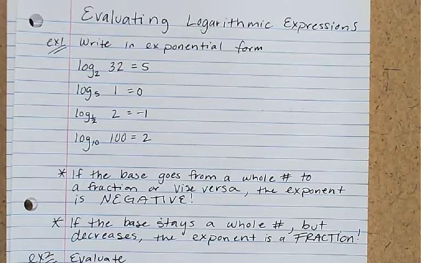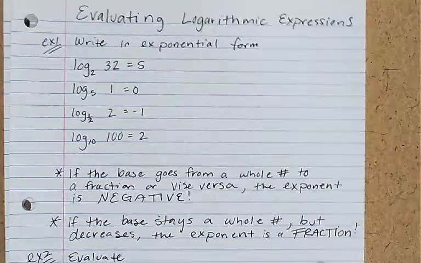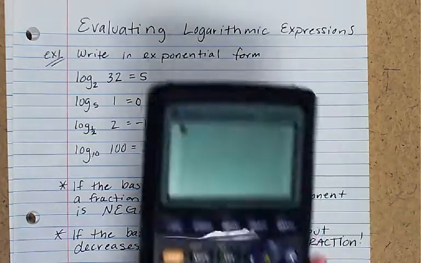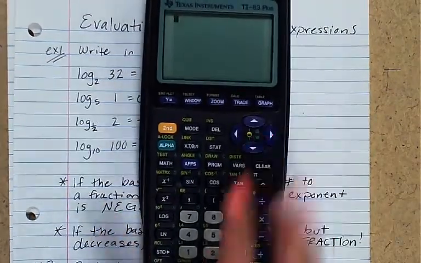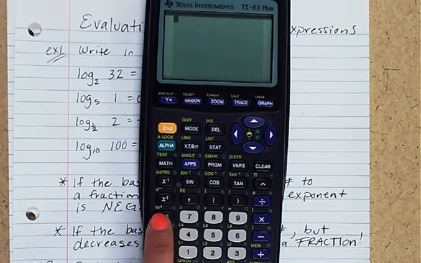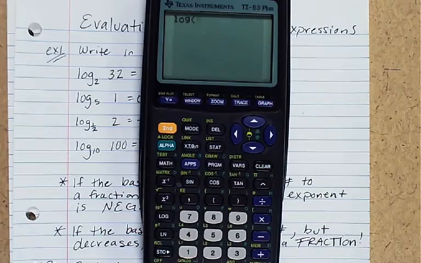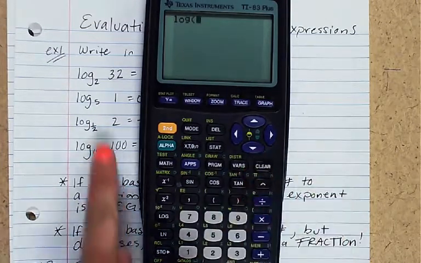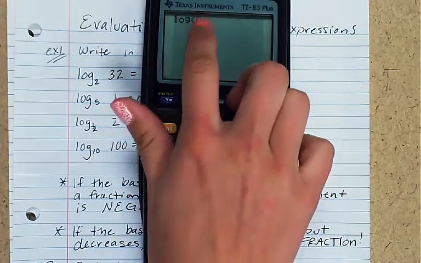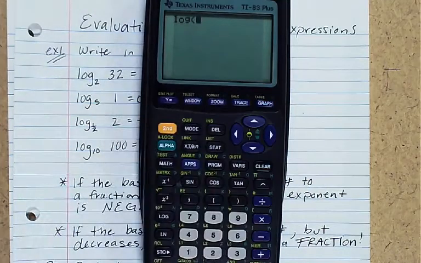Review of the Edgenuity lesson, evaluating logarithmic expressions. So to start off, on your calculator, if you have a graphing calculator at home, you'll notice that there is a log button on there. But this log button is the common log that they talk about, the one that's base 10. So you can't use your calculator to do log base 2 of 32 because this is log base 10, and I can't put in a value in there.